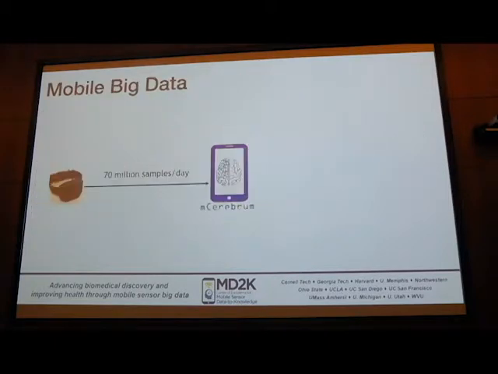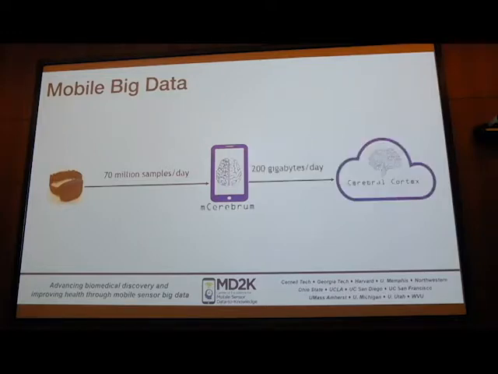And this is why collecting all this data is so important. So just to put a size perspective on it, in any particular study of ours, we're collecting on the order of 70 million samples a day from an individual. That is streamed into a single cell phone. And those cell phones, in aggregate, have streamed up to 200 gigabytes of data a day to the cloud services. This is a scale far larger than what most people deal with. But this is what we built the platform to do.